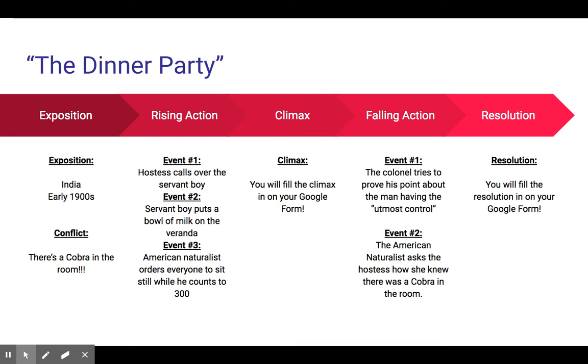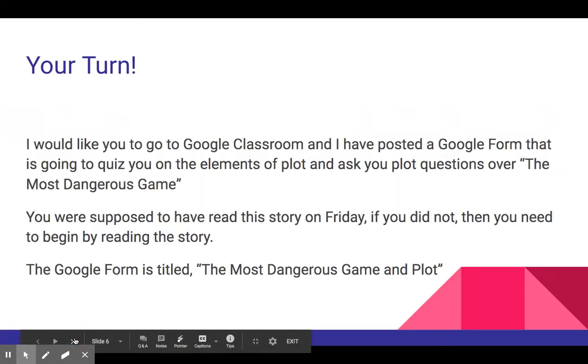The climax, you're going to fill that in on your Google form that you're going to fill out after watching this presentation. The falling action is the colonel tries to prove his point about the man having the utmost control. Remember at the beginning of the story, he said that a woman would jump up on her chair and scream. And the American naturalist asked the hostess how she knew there was a cobra in the room. And then the resolution you're going to fill in on your own as well. And you'll find that Google form on Google Classroom. That's at the end of this presentation.